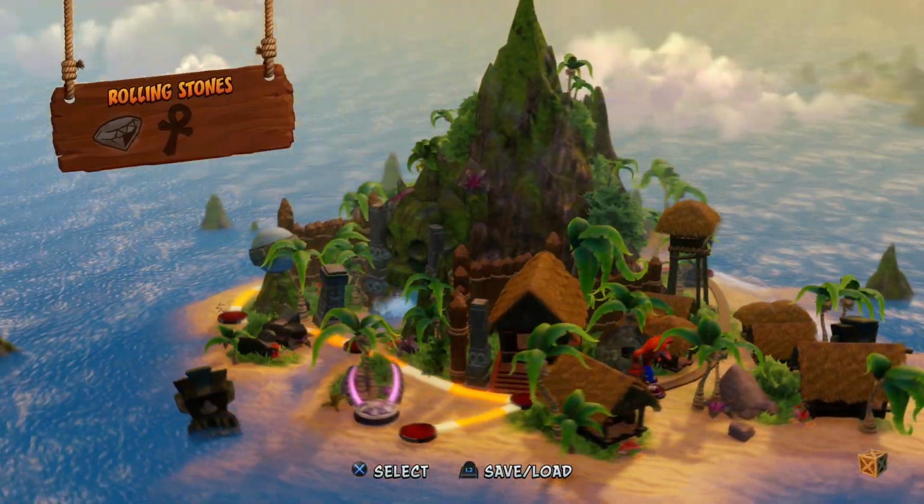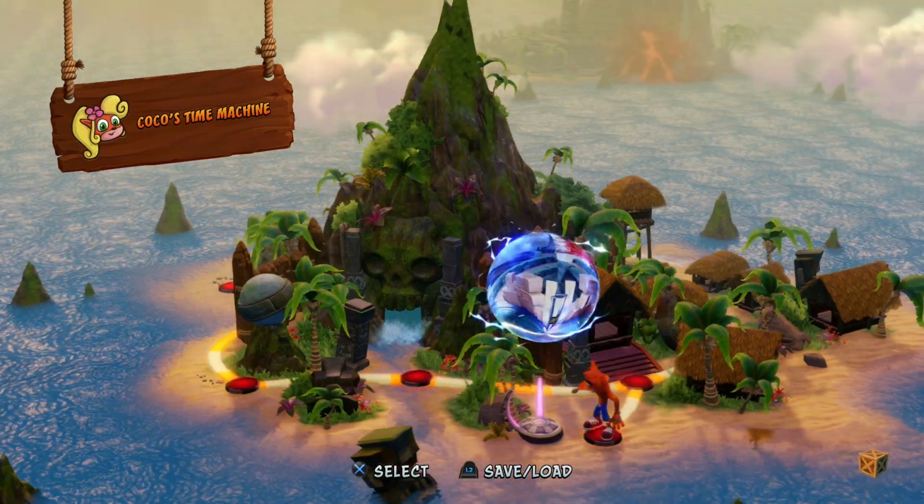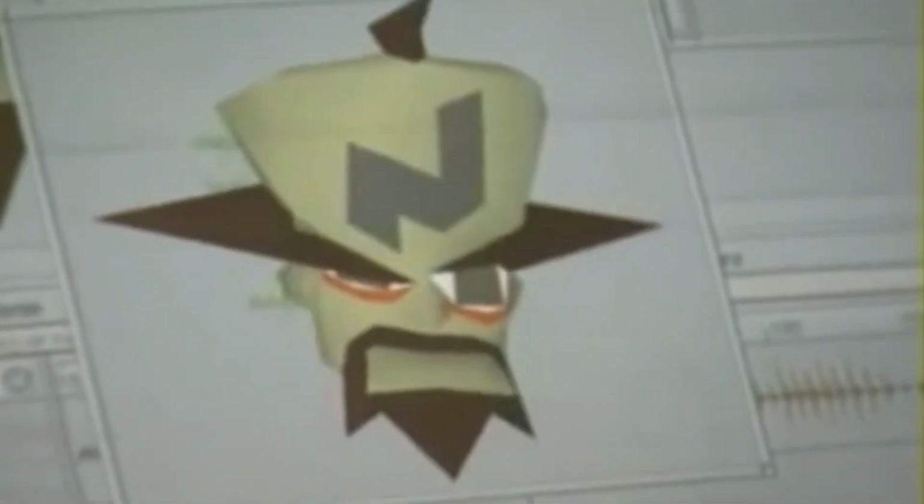With Crash's design sorted out, let's take a look at the world around him. After all, you can't have just one good-looking character.